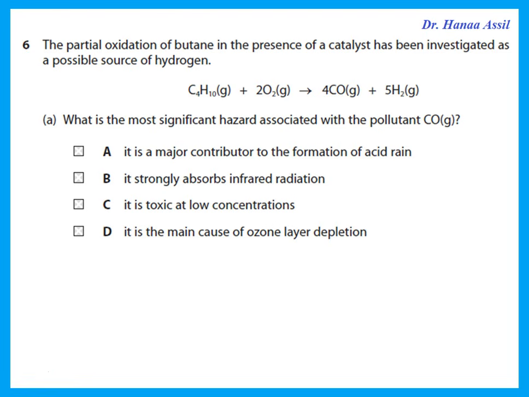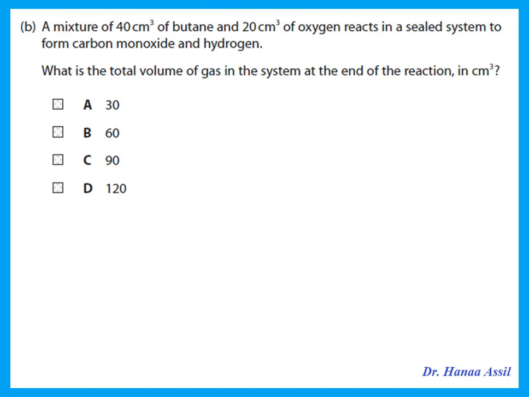Partial oxidation of butane in the presence of a catalyst has been investigated as a possible source of hydrogen. So he's giving me an equation of butane with oxygen. And he's asking what is the most significant hazard associated with carbon monoxide? What is harmful about carbon monoxide? Well, you should know that carbon monoxide is toxic. It attaches to the red blood cells, so less oxygen is transported to the cells. We say it reduces the capacity of blood to carry oxygen. In any case, it is toxic.